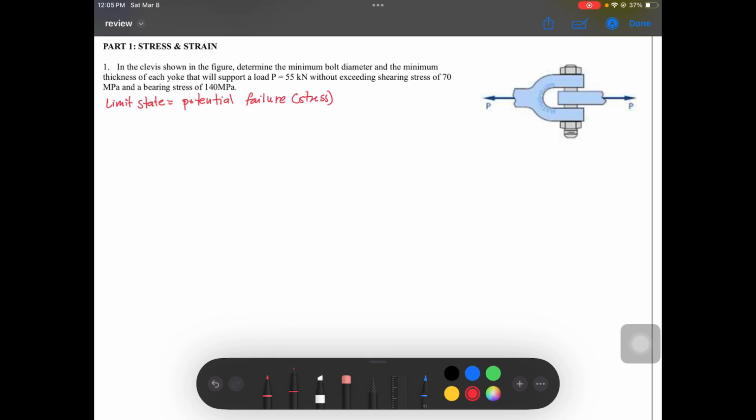So, stresses na pwedeng ma-experience ng system. Since may applied tayong tension, saan siya dadaan? Siyempre, dito sa cross-section ng ating plate. So, our plate will undergo tension yielding. So, meron kang tensile stress. So, magta-travel ang stress na yan para makalipat dun siya dun sa clevis. Dadaan siya dito, papasa siya sa bolt.